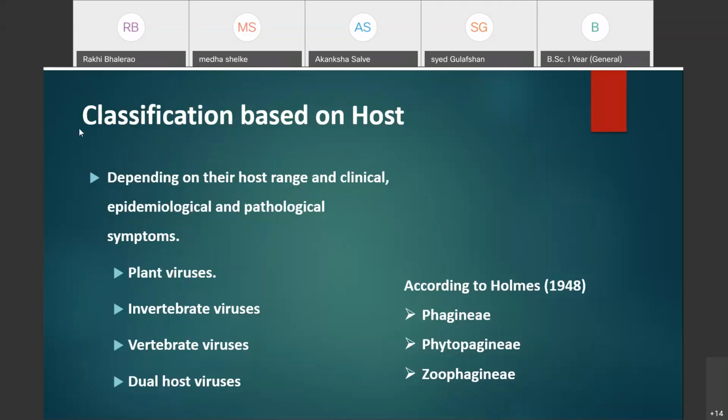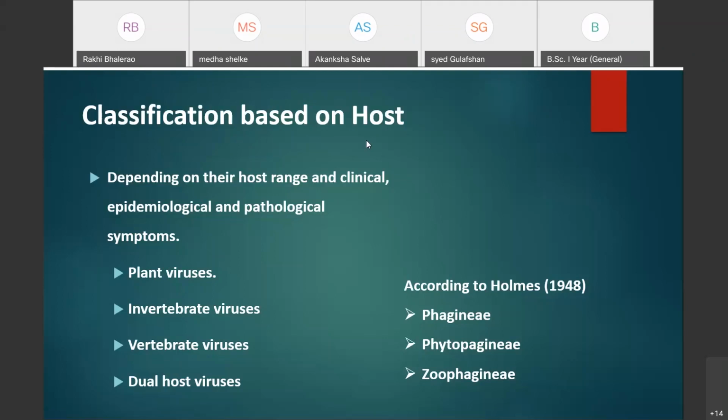Okay, that's all about the classification of viruses based on the host. A question may be asked as a short note in the examination: classification of viruses based on the host. Remember that in our syllabus only the classification of virus based on the host is included. There are various means of classification of viruses, but in our syllabus only the classification based on the host is included.